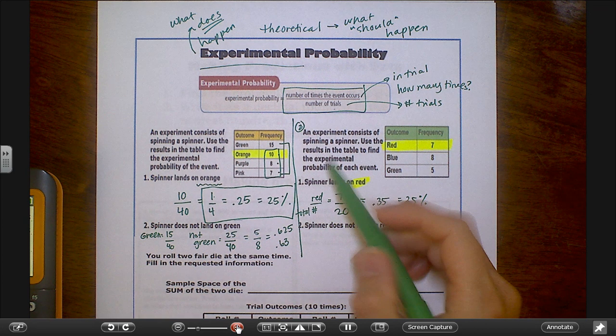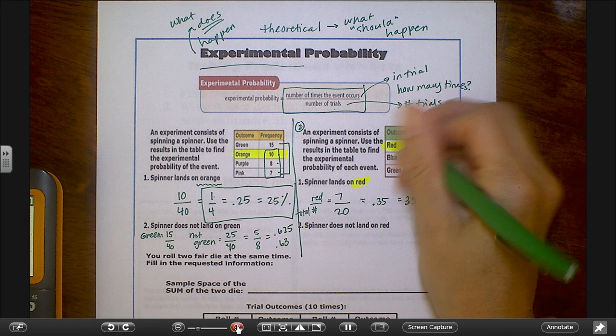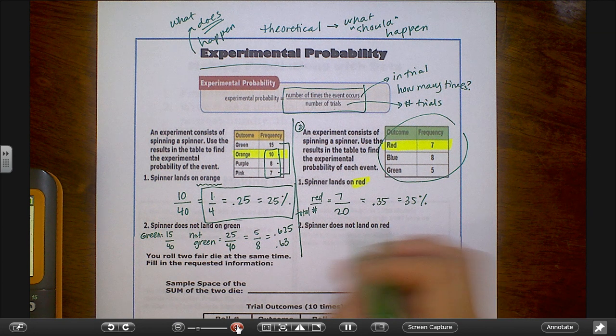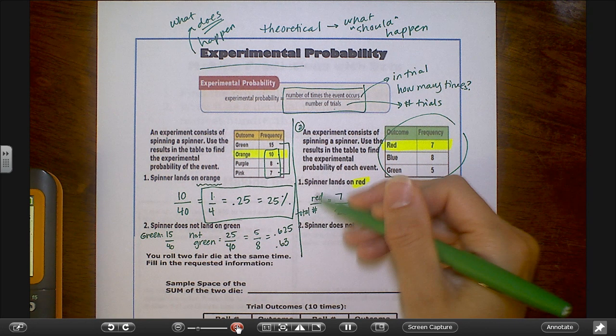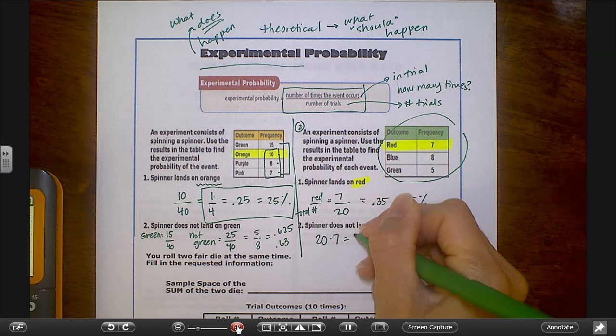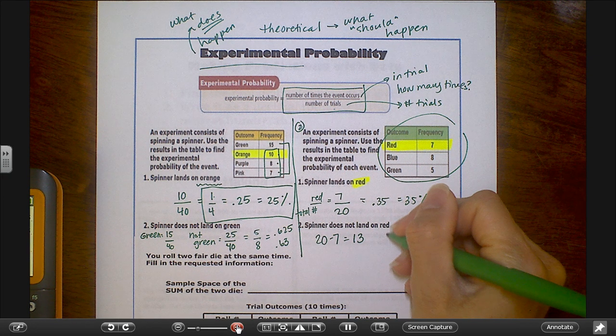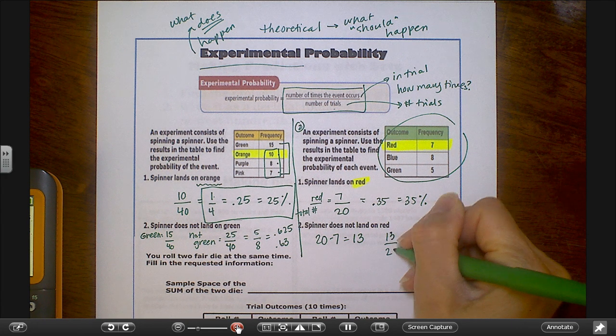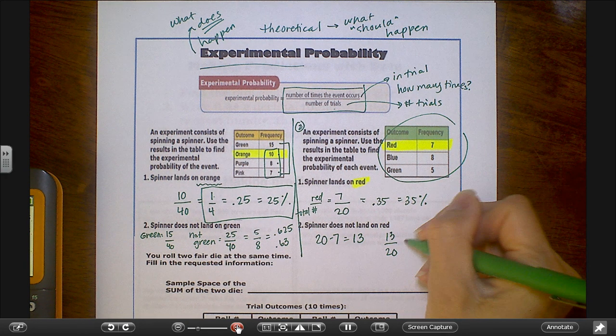All right, going back to this problem here. So this table, spinner does not land on red. Again, it lands on red 7 times out of 20. So 20 minus 7 is 13. So it would not land on red 13 out of 20 times. And that is in lowest terms.